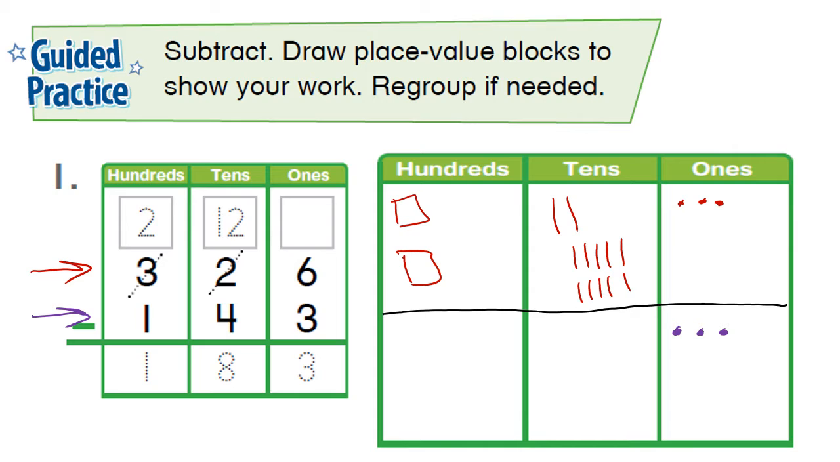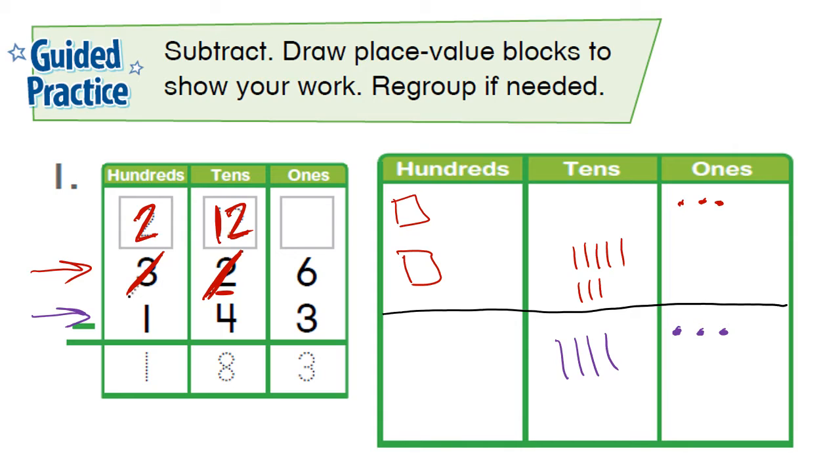So before we regrouped, I had 2 rods, 2 tens. Now after I regroup, I have 12. Before I regrouped, I had 3 hundreds or 3 flats. After I regrouped, I have 2. I took 1 flat and exchanged it for 10 rods. Now I can subtract 4. 1, 2, 3, 4, and I'm going to bring them down to the bottom half of our chart.